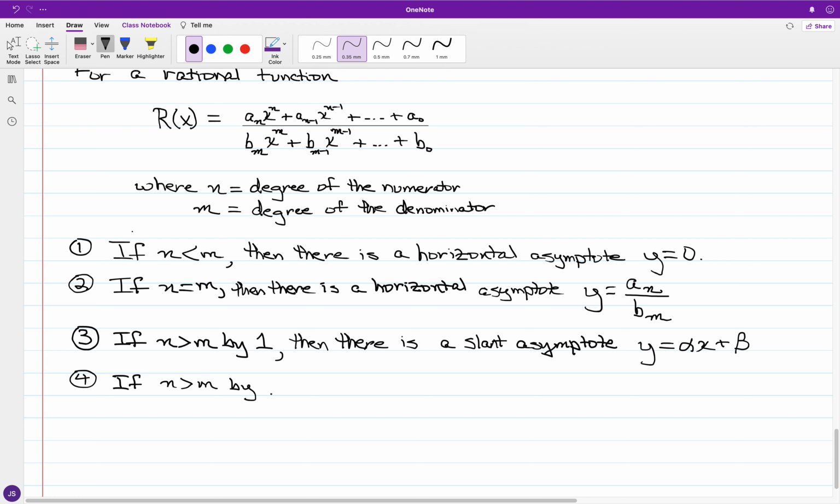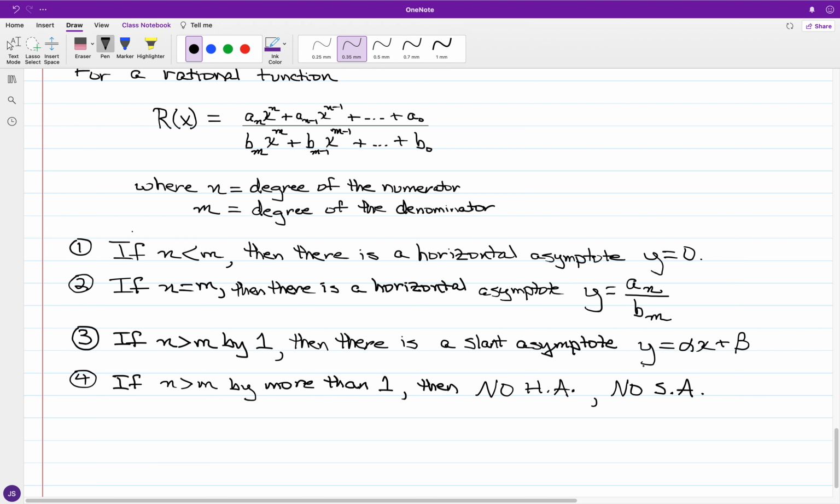And if we have that n is greater than m by more than 1, a way to summarize this is that you're not going to have any horizontal or slant asymptote. So I'm just going to stress here: you have no horizontal asymptote, no HA. Also no slant asymptote, so you have no SA. So if there were to be any asymptote, it will be just the vertical asymptote.